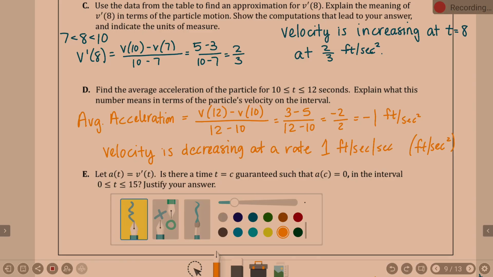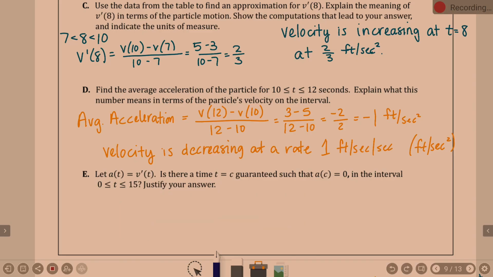Okay, E. Let A of t equal v prime of t. That's common knowledge. Is there a time t equals c guaranteed such that the acceleration of c is equal to 0 in the interval of 0 to 15? Justify your answer. I'd say no, not with the information provided, because the velocity is always changing.